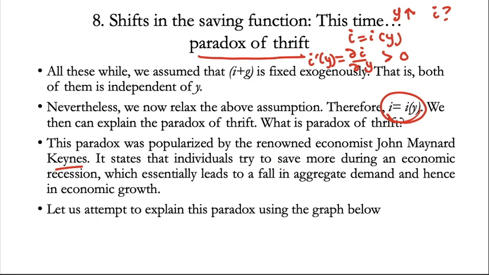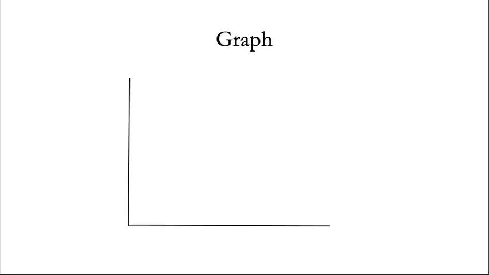So, if everybody wants to save more during an economic recession, for instance, then it leads to a fall in aggregate demand, aggregate expenditures, and hurts economic growth. We can also explain this in the form of a graph here. Let me show you in the form of a graph. Let's say we have this frame of diagram.